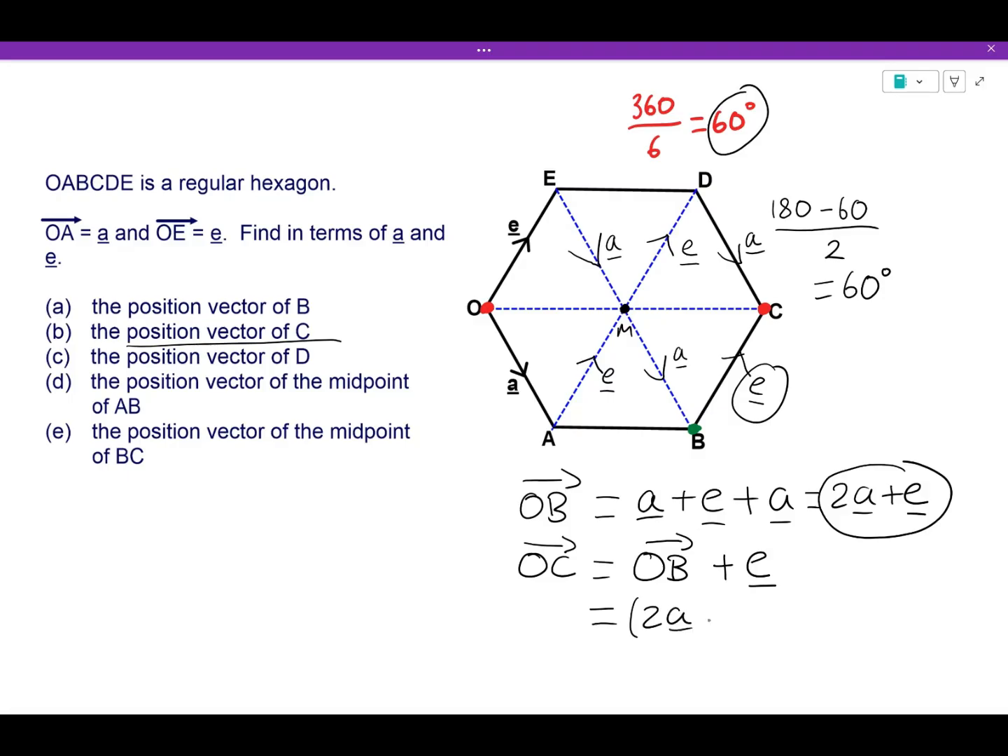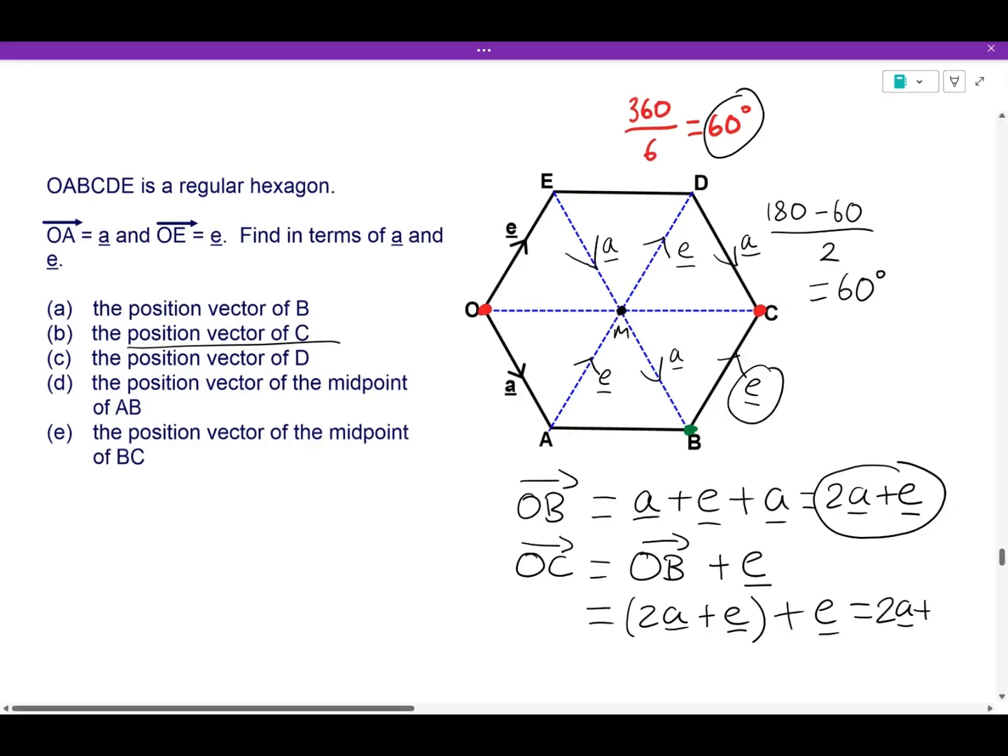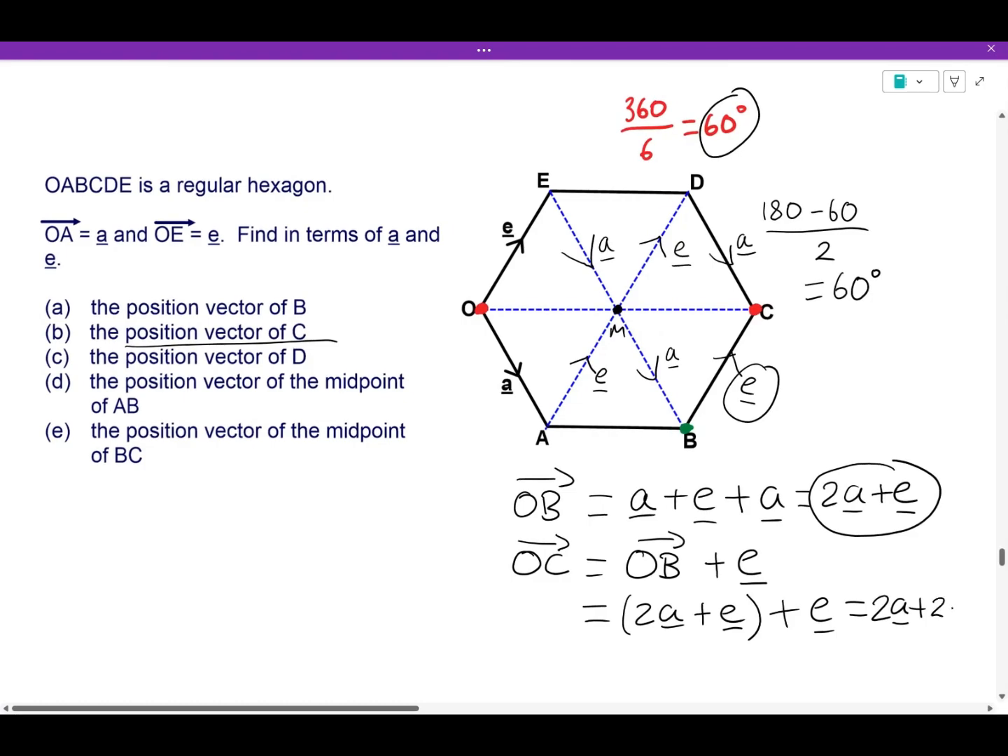So I'd write 2A plus E, and then we're going to add on this additional E. And if we simplify that, I get 2A plus 2E like that. Okay, and that will be my final answer to that one. Now let's do O to D, which is the position vector of D, because that's what I'm being asked for next. So let's just identify my start point and my end point.